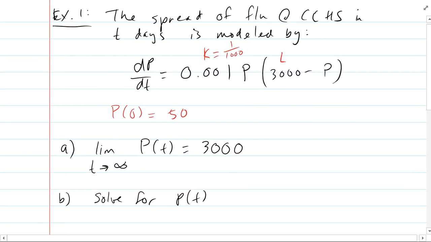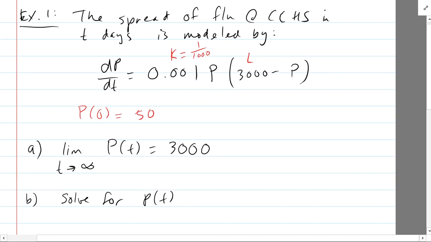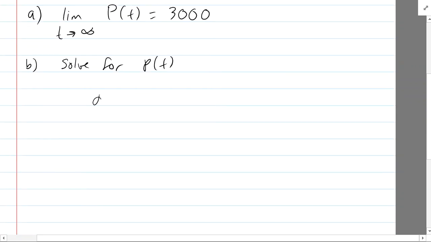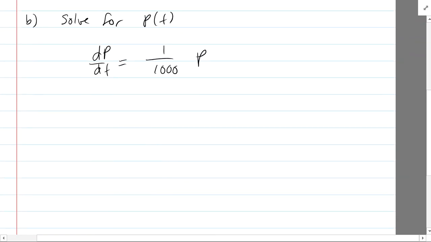This doesn't quite look like what we did, does it? It's close. Can we separate the variables? We can. Should we rewrite this a little bit? So let's start back here. I got my differential equation: dP/dt equals, and the k is 1 over 1,000, right? That's what we had, times P times (3,000 minus P). And I would really like to get rid of that 1,000, wouldn't I?